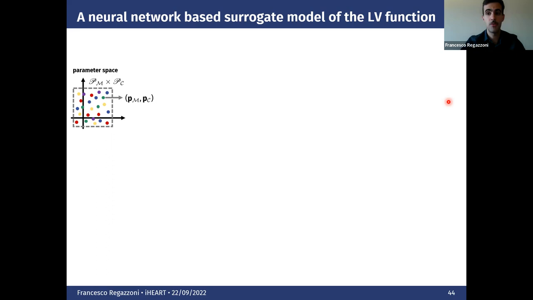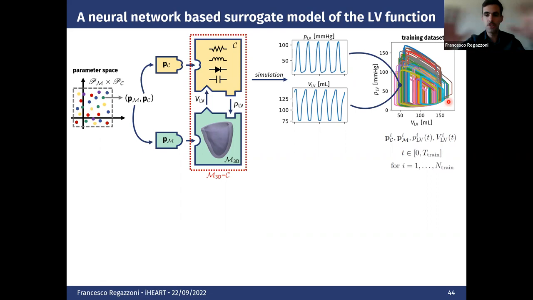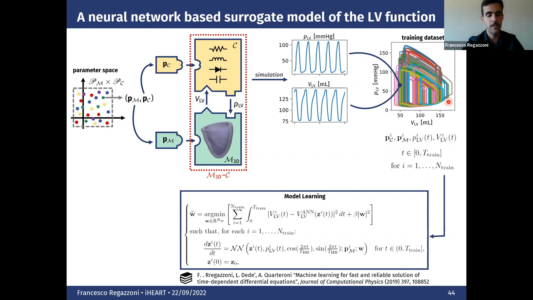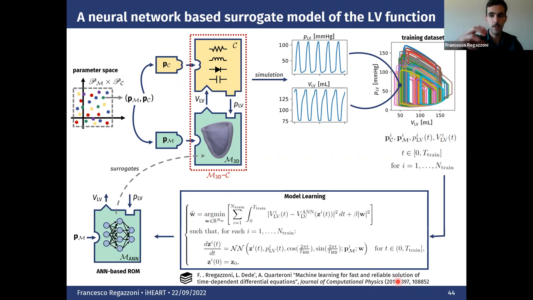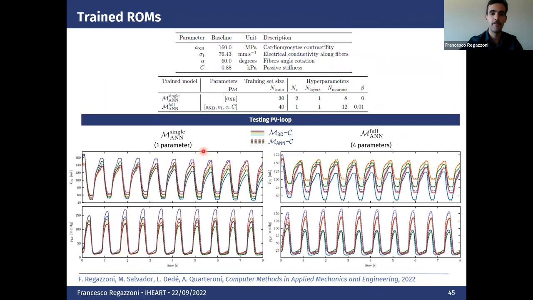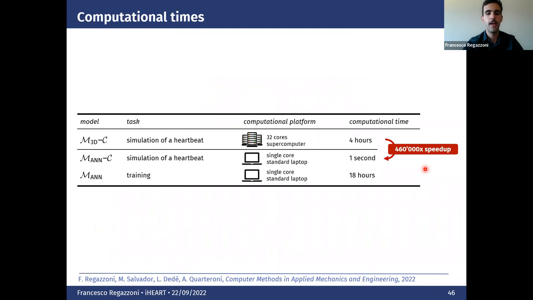So the idea was the following: we sample a parameter space, so we take some random value of the parameter, we run a simulation, and we collect a huge number of simulations in a database. And then by using model learning again, that is the method that I mentioned before, you can find more information in this paper, we train a reduced model based on neural networks that surrogate the three-dimensional model. And this allowed us to obtain very good results. The dashed line is the result of the surrogate model, and the solid one is the one of the original one. You can see that they are almost indistinguishable. The matching is very, very good, and the speed up is impressive.